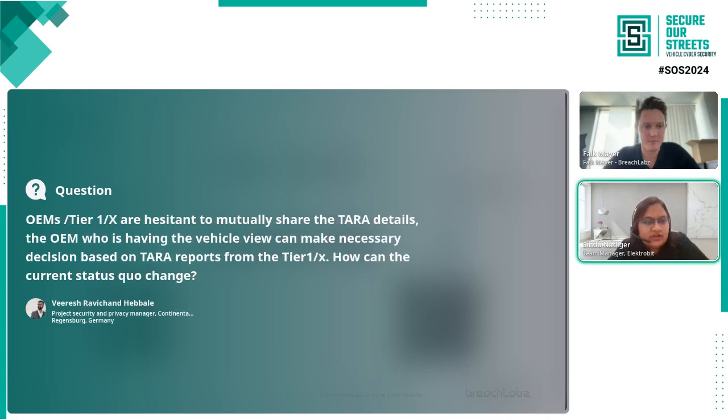OEMs, tier ones or tier Xs are hesitant to mutually share thorough details. The OEM who has the vehicle view can make the necessary decision based on thorough reports from the tier one. How can the current status quo change? I think it's a lot of insecurities or intellectual property. So how do we address this problem?